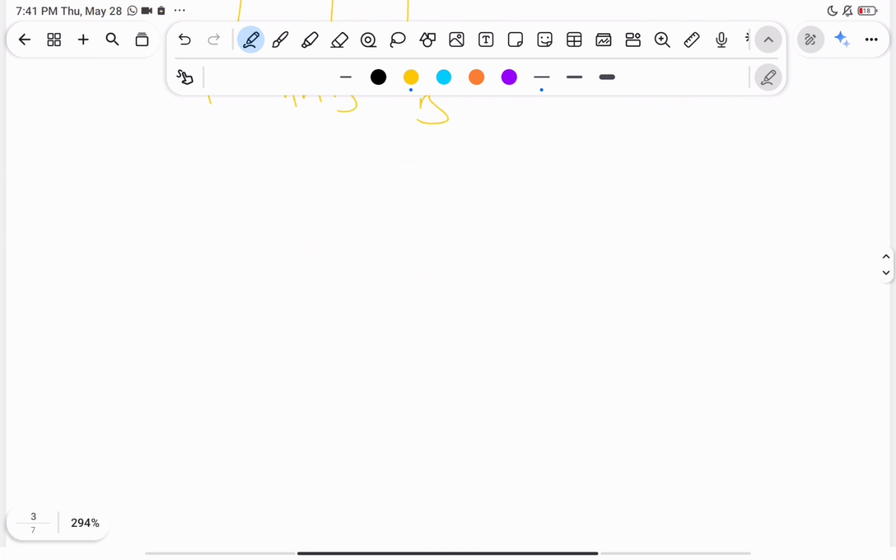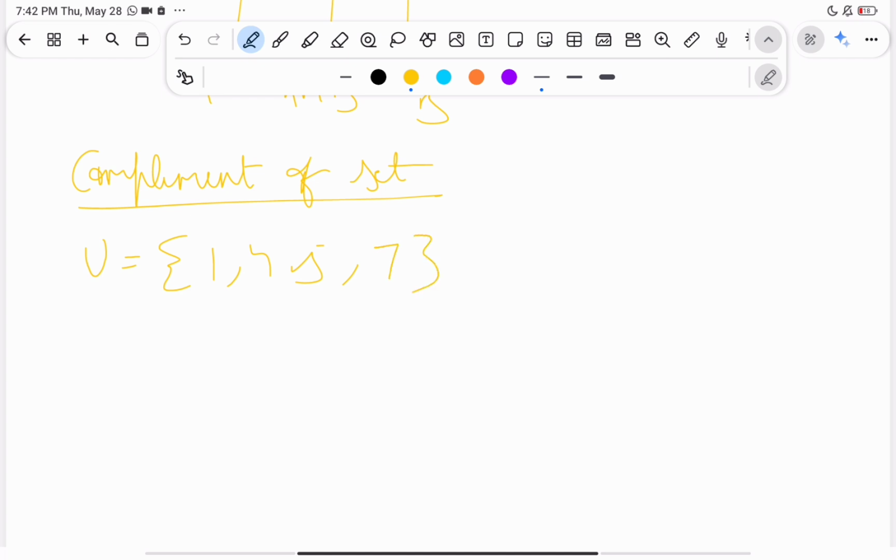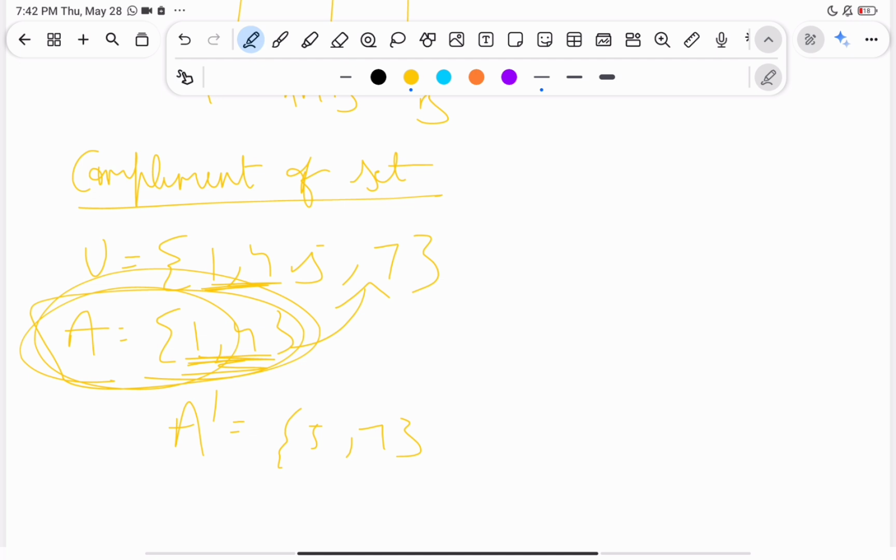Next, complement of a set. If U is the universal set 1, 4, 5, 7 and A is the set 1, 4, then A complement will be 5 and 7. Why? 1, 4 are present in both the universal set and A. The only elements absent from A are 5 and 7. Then the complement will be 5 and 7. Most important. Is this clear?